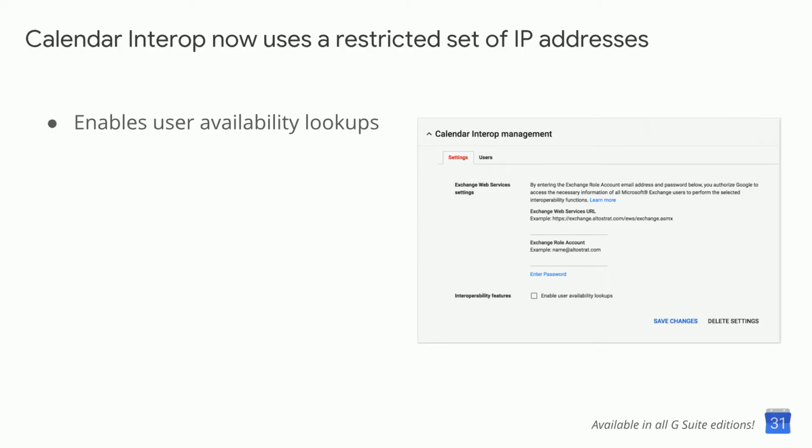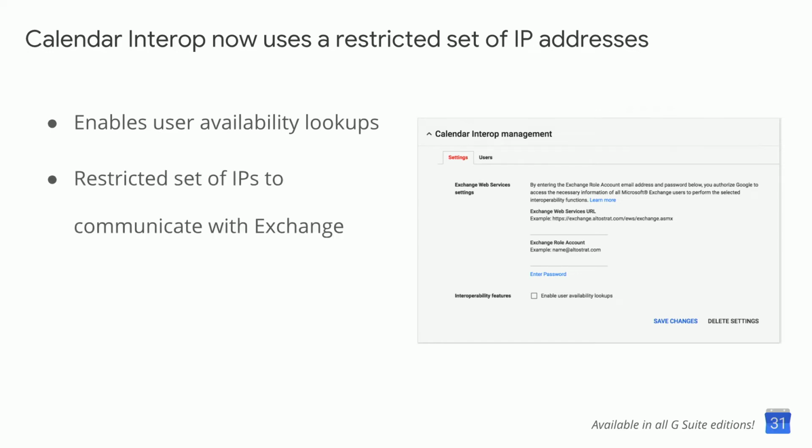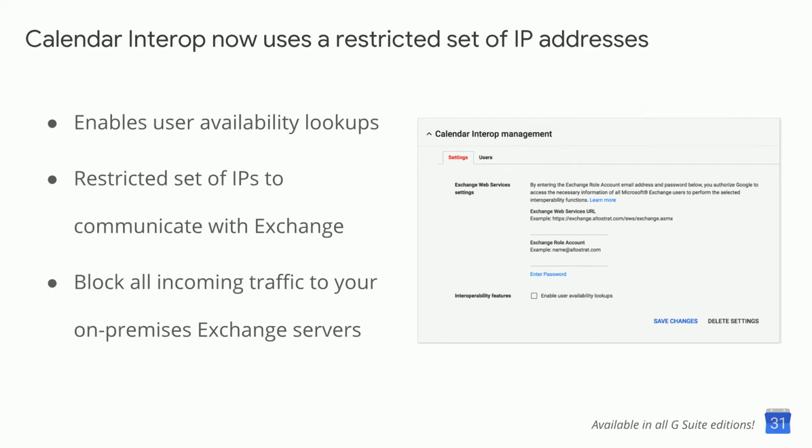We built Calendar Interop to enable user availability lookups between Google Calendar and Microsoft Exchange. To help improve the security of coexistent setups, Calendar Interop will now use a restricted set of known IP addresses to communicate with Exchange servers. By restricting Calendar Interop to this set of known IP addresses, you can now block all incoming traffic, like setting up a firewall, on your on-premise Exchange servers, with the exception for requests originating from Calendar Interop. To see the list of IPv4 and IPv6 addresses that belong to Calendar Interop, check out the Help Center.